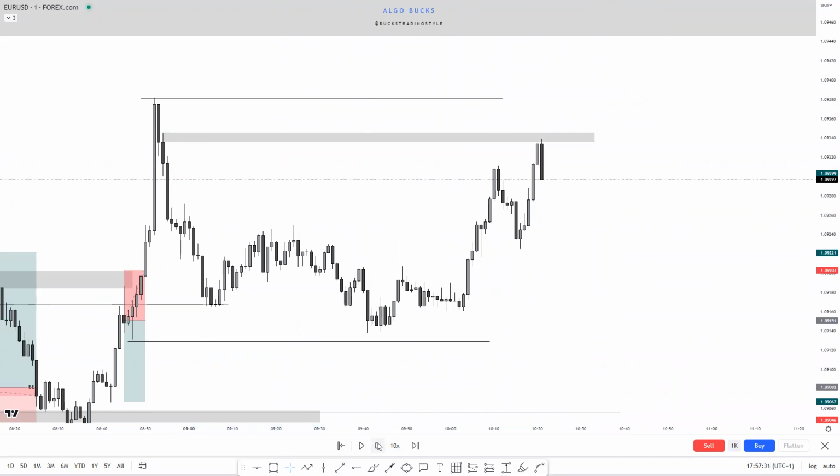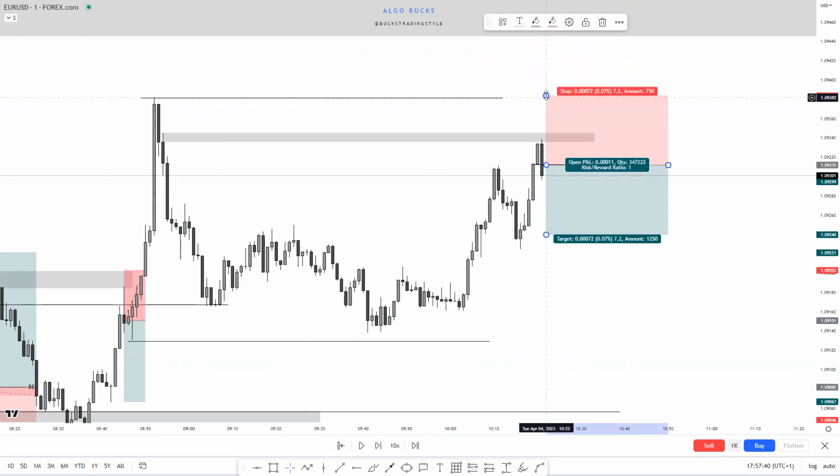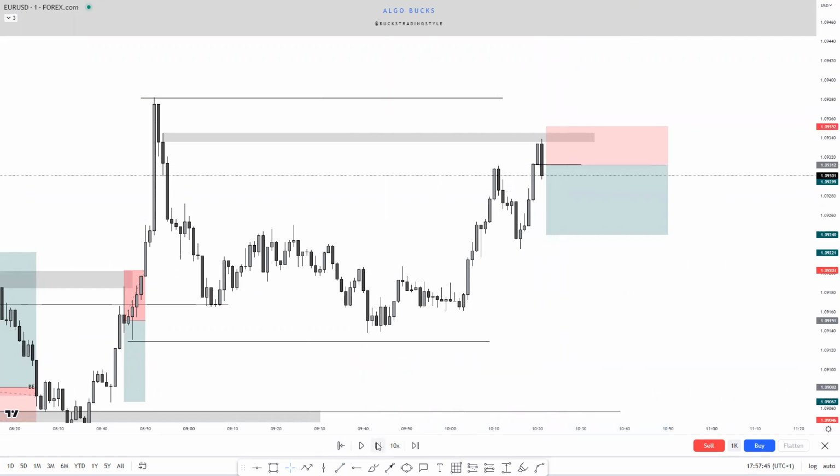So now, what are we seeing? This is an engulfing right here. So as mitigation of the engulfing, I'm going to be taking the sell right here. Stop loss will be protected, let's say 4 pips stop loss.